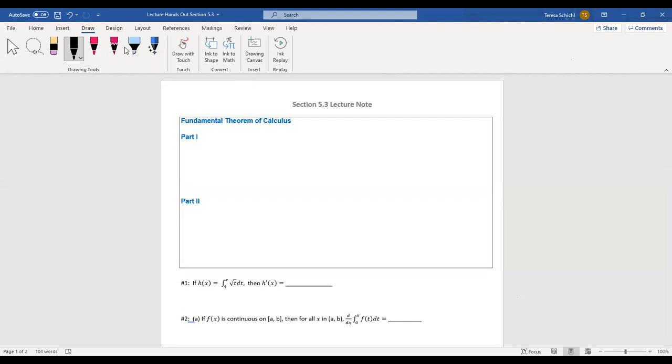In some books, you will see the abbreviation FTC, for the fundamental theorem of calculus. We have two parts. Part one is sometimes called the fundamental theorem of calculus number 1. So what is the first part? Let me write it.